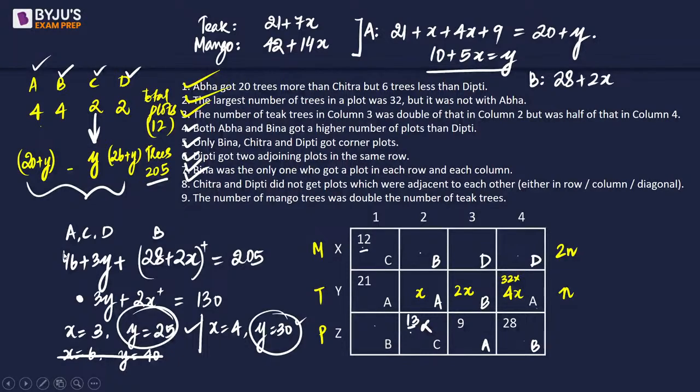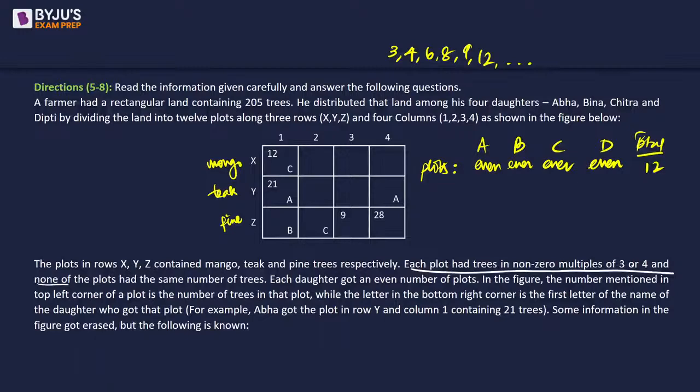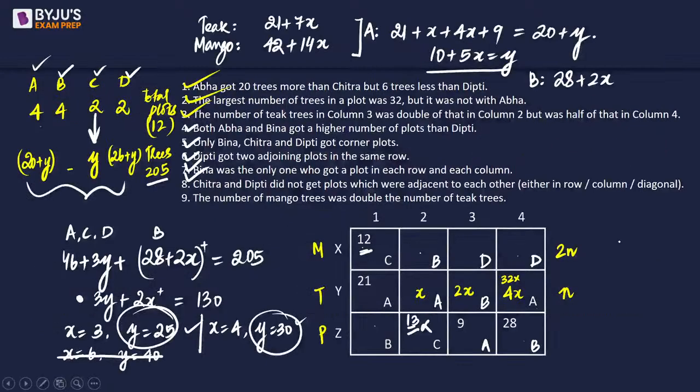And when I take x is equal to 3, what will happen is y, as in the total number of trees with C, will give us 25, out of which 12 is already known. So the remaining 13 will be there. It will contradict the condition that each plot is a non-zero multiple of 3 or 4. So this 13 cannot be. So this is also ruled out. That's gone too. So x is 4.